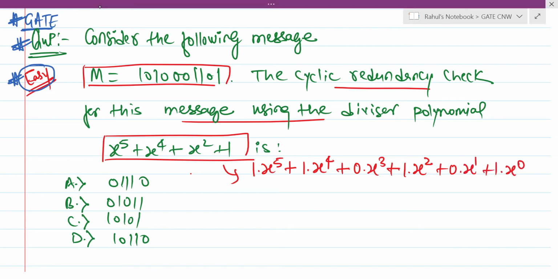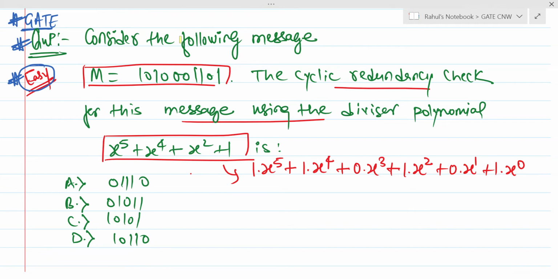So by doing this, what are we getting? We are getting the CRC generator bits, that is 1 1 0 1 0 1. This is our CRC generator bits, 1 1 0 1 0 1, right? This is the CRC generator bits.